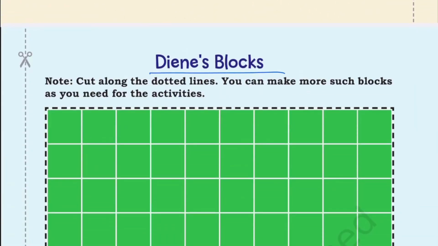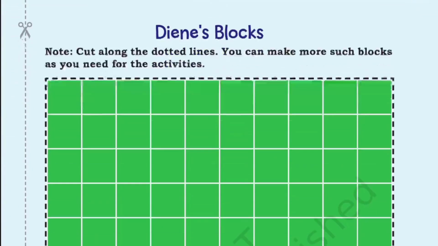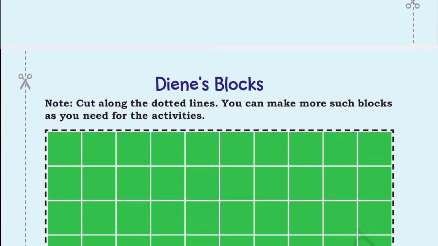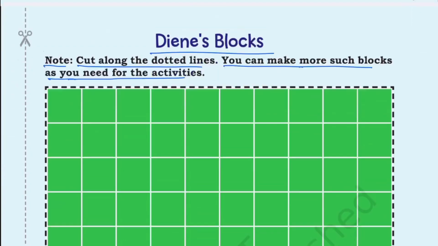Similarly, dance blocks are given here. Note, cut along the dotted lines. You can make more such blocks as you need for the activities. These are dance blocks. You may make more if necessary. Similarly, more dance blocks are given. Cut along the dotted line. You can make more such blocks as you need for the activities.